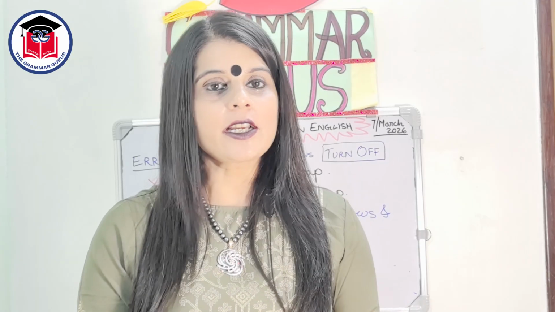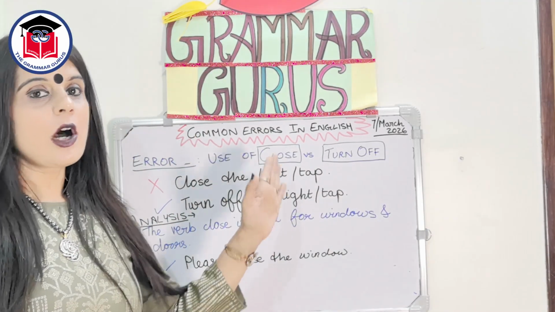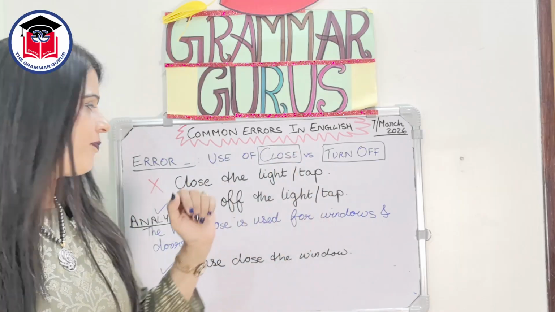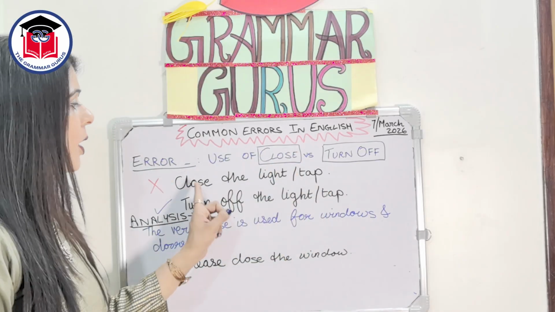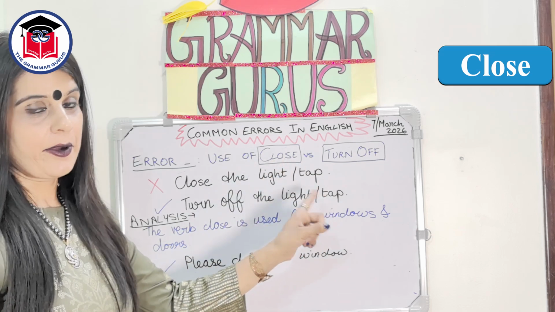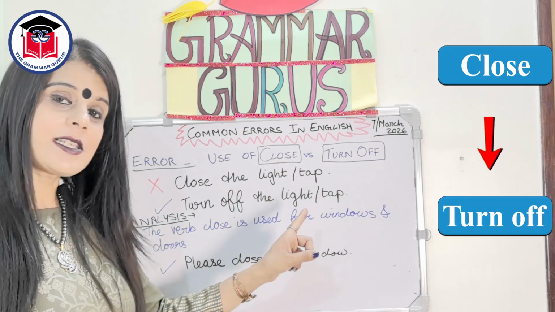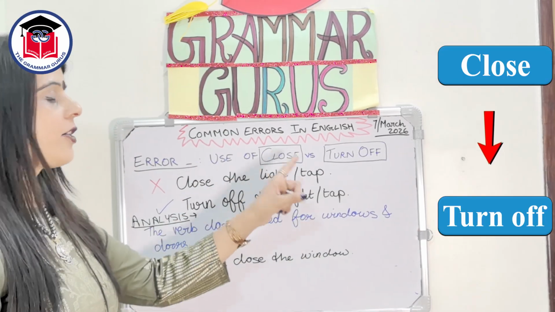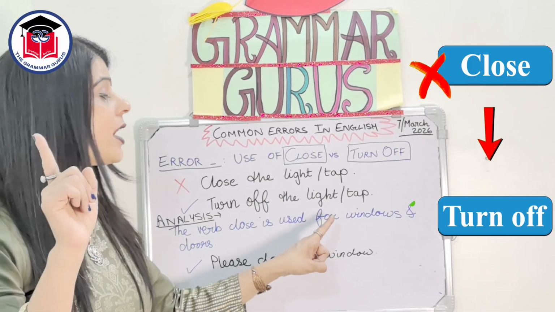Moving on to the second common error, guys. Let's have a look. Use of close versus turn off. Something that we use almost daily. Look at the following two sentences. Close the light or tap. Turn off the light or tap. Any guesses which is right, which is wrong? Well, close the light or tap is wrong. Turn off the light or tap is correct.